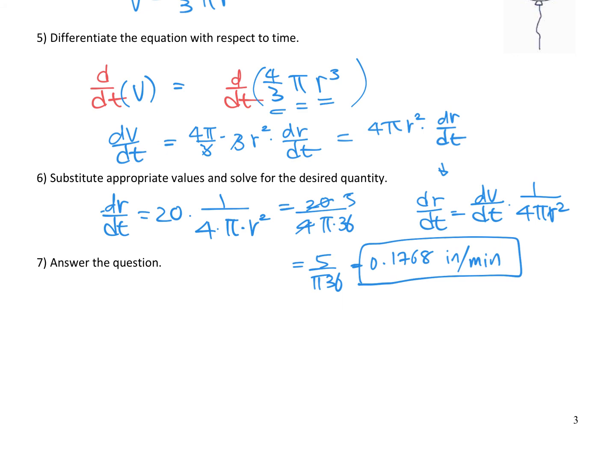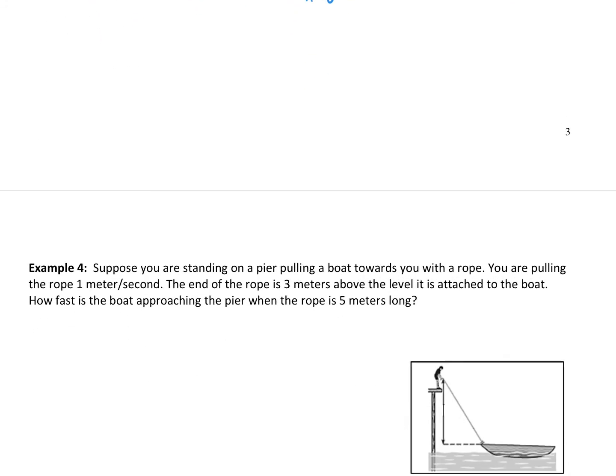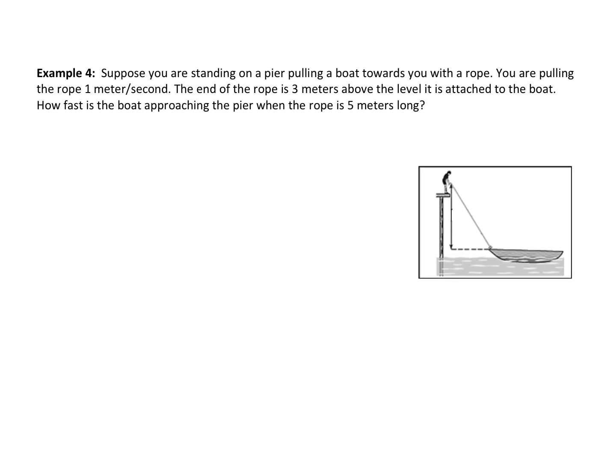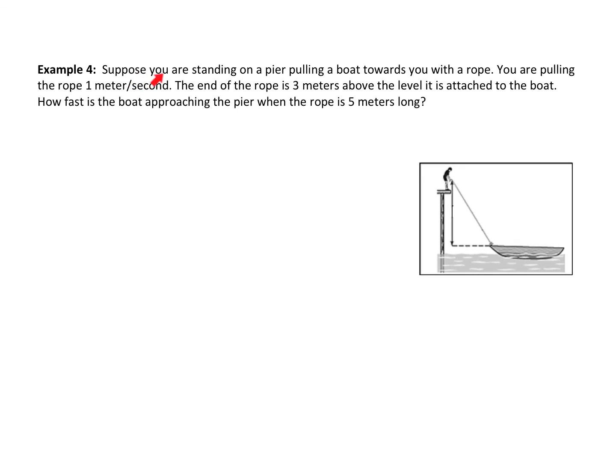All right, let's look at the next question. Example 4. Suppose you're standing on a pier pulling a boat towards you with a rope. So you're here, there's a pier, and then the boat is on the ocean. You're pulling the rope 1 meter per second. So there's a rope right here. So I'm going to maybe write that rope. You're pulling it towards you 1 meter per second, right?